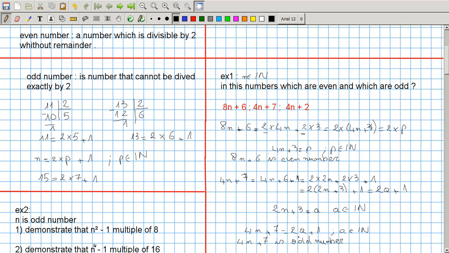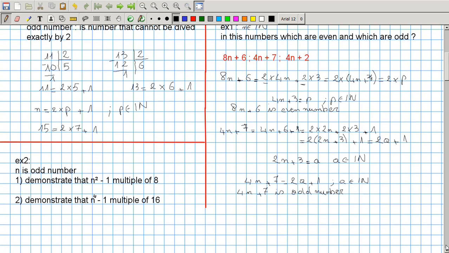يعني عدد فردي. ضمن كتبناه على الطريقة 2 في a زائد 1. a أو b يجب أن يكون فقط عدد صحيح طبيعي.